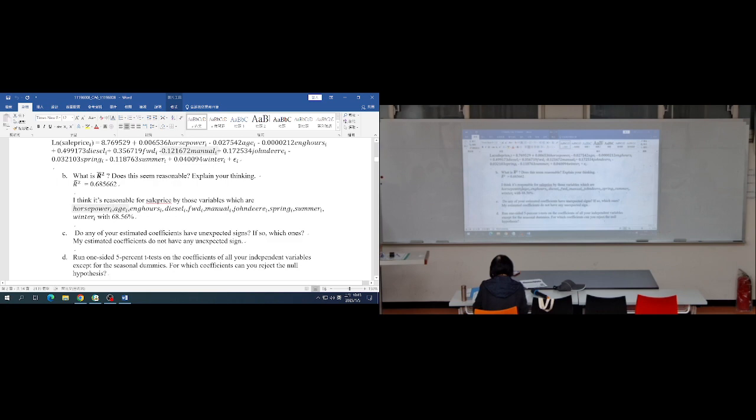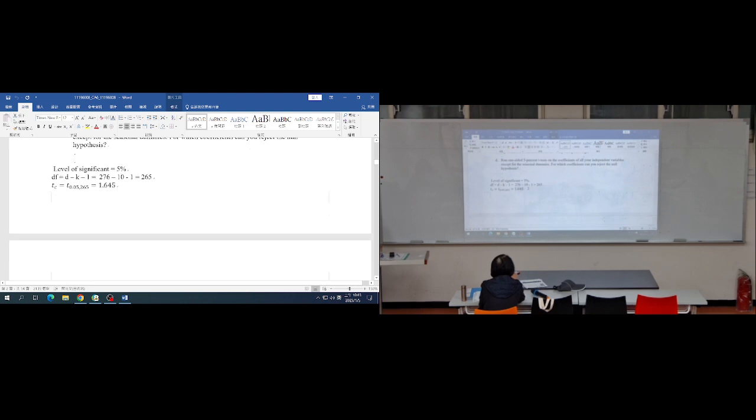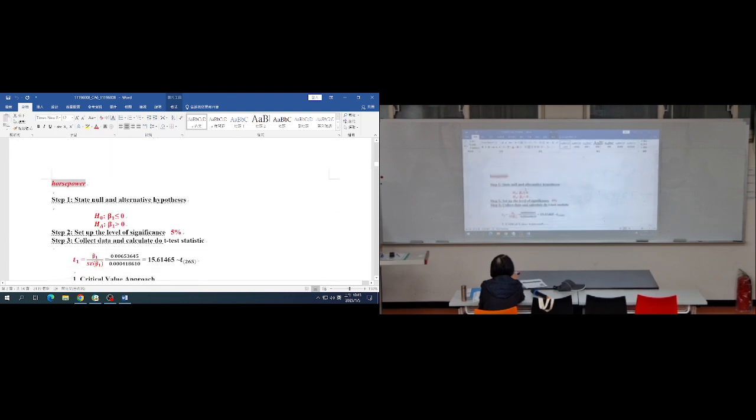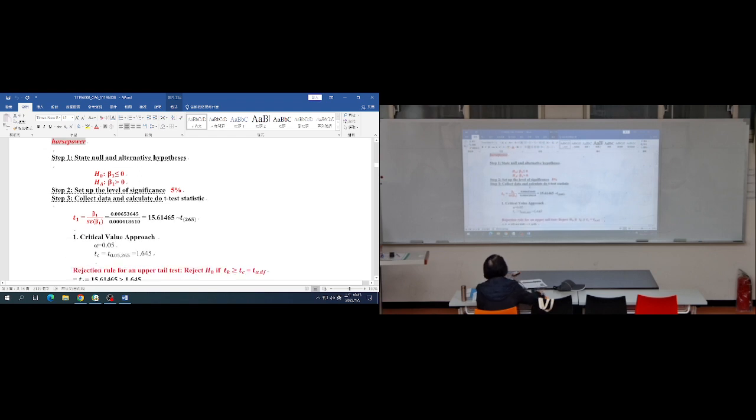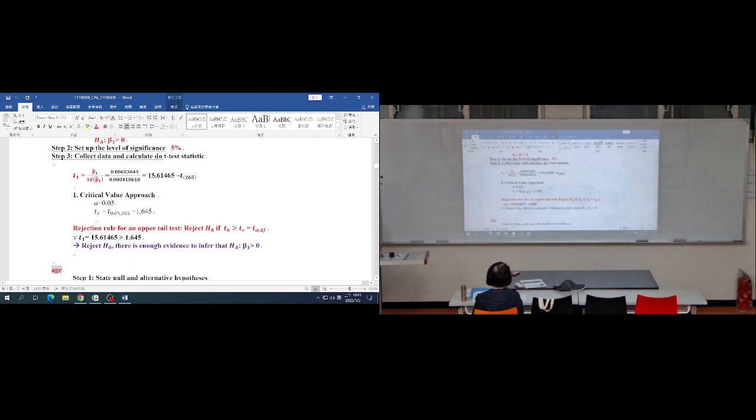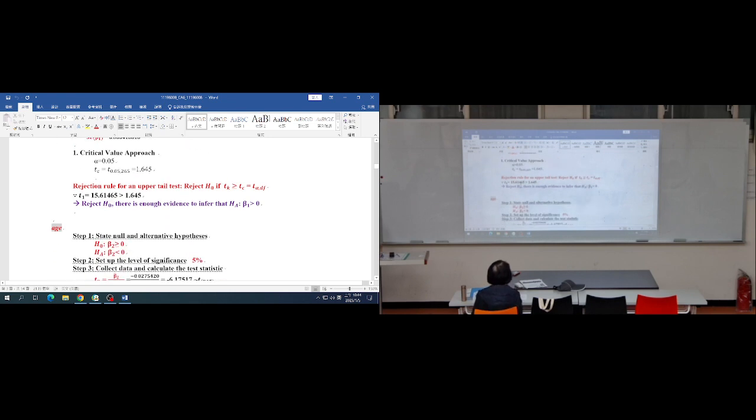Next one. We'll do the D part. Choose any one of the variables to do the hypothesis testing. I choose the first one, horsepower, and I do it by t-statistics. We set up the level of significance at 5%, and then we take some numbers from the EViews result, and then we have this one. From this number, I took it from the book at the last page, and then we compare it based on this rule, and we reject H0.